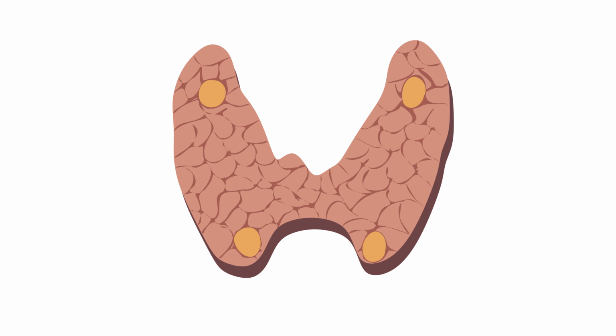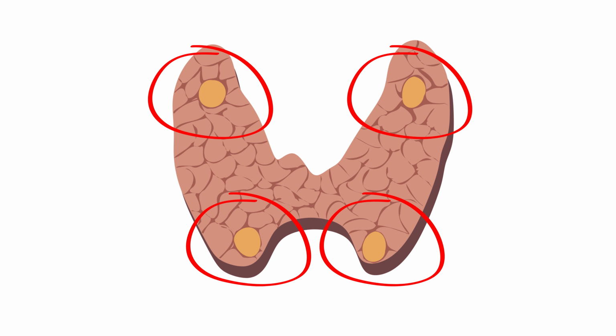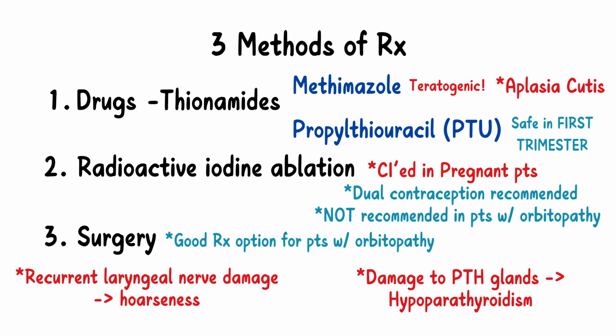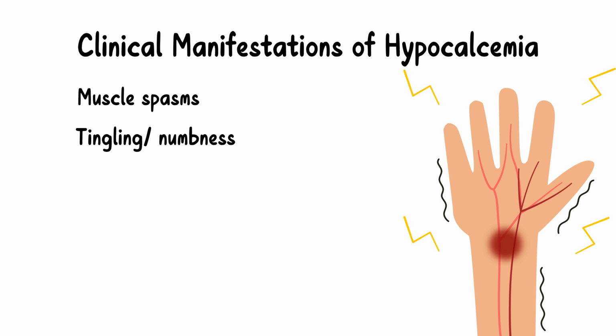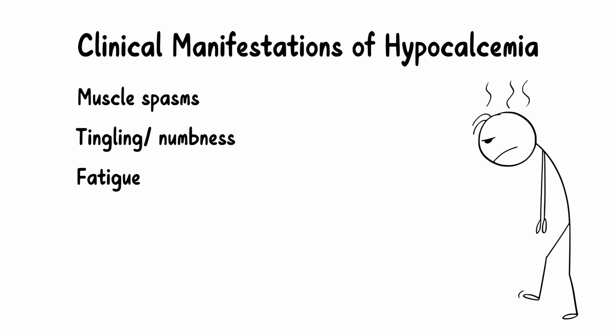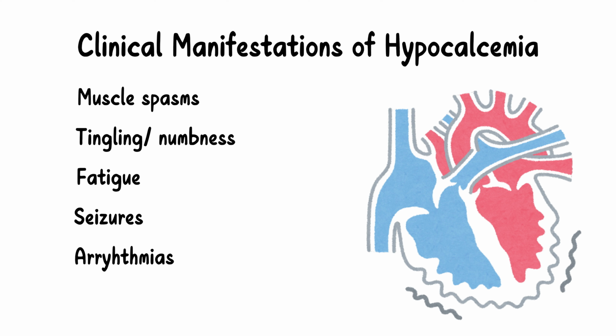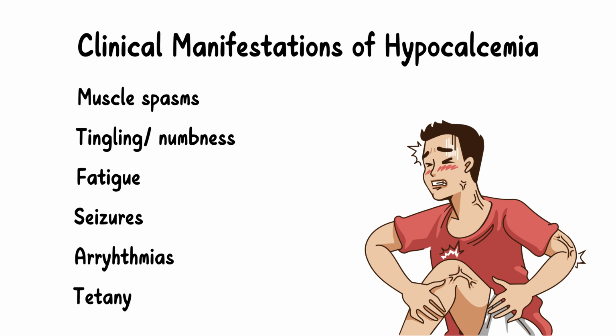Since our parathyroid glands are located near our thyroid gland, they are at risk of being injured or removed or deprived of their blood supply. This can lead to a condition called hypoparathyroidism. Parathyroid hormone regulates our blood calcium level, so injury to these glands can lead to symptoms of hypocalcemia such as muscle spasms, tingling or numbness, fatigue, and in severe cases, seizures, arrhythmias, or even tetany. It's very important to make sure that your patients are informed about these complications.